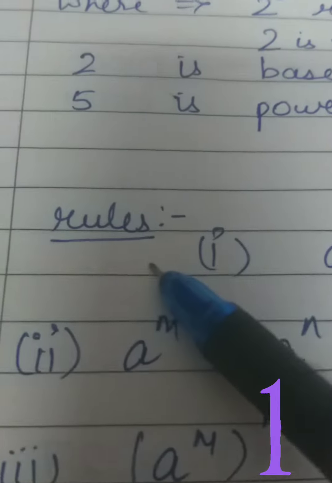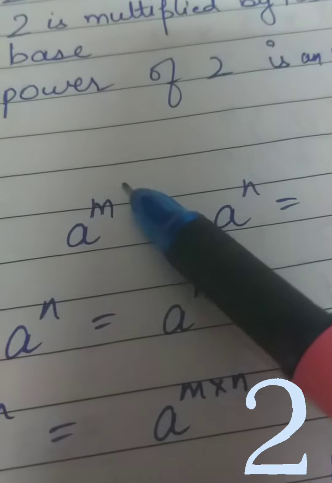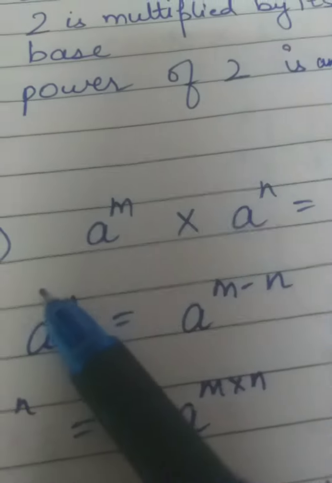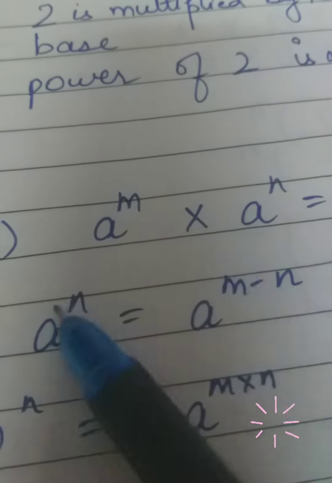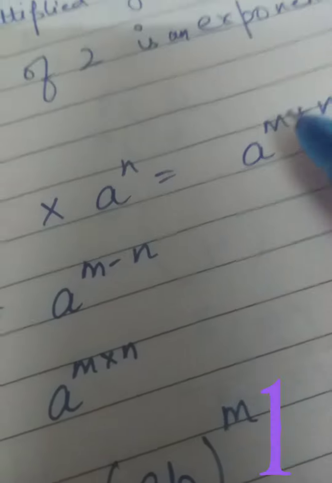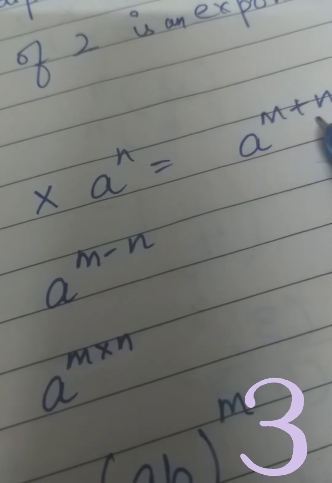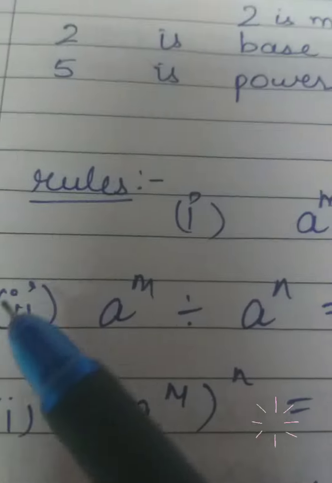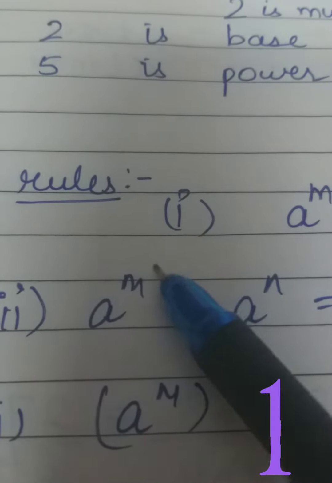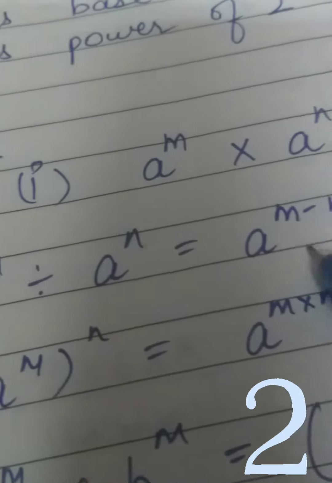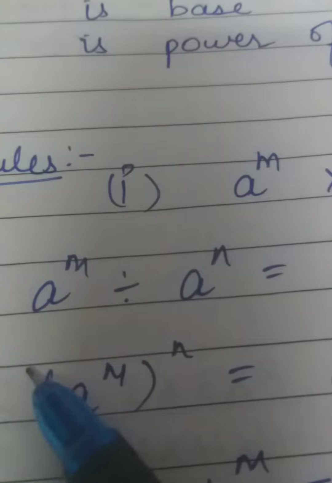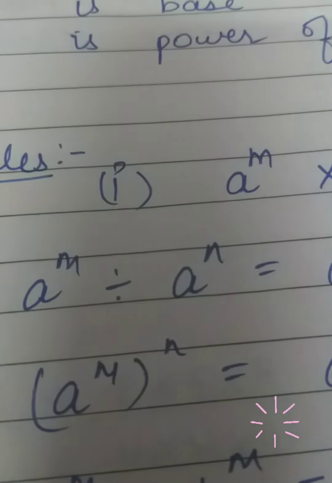Rules of exponents and powers. The first rule is a raised to power m into a raised to power n. If we have the base a as common, we take out the common base and we can add the powers in multiplication. So that means a^(m+n). Similarly, rule 2 says a raised to power m divided by a raised to power n is equal to a^(m-n). So in division, when we have a common base, we can subtract the powers.